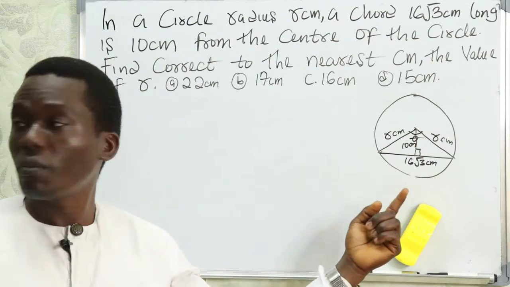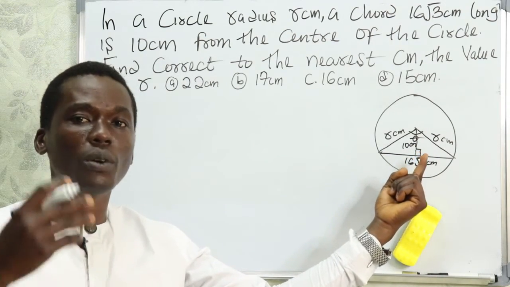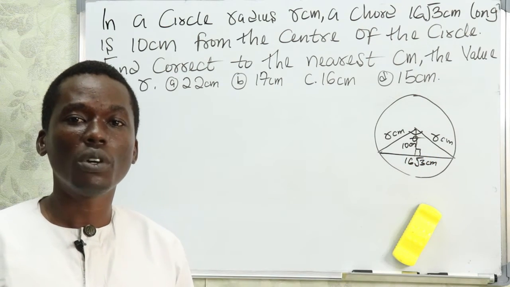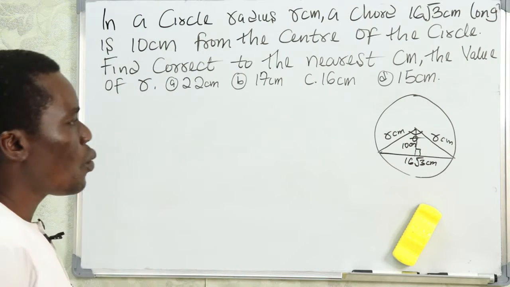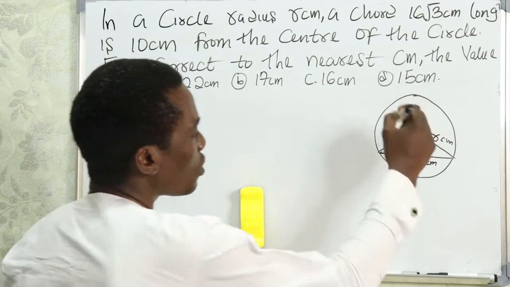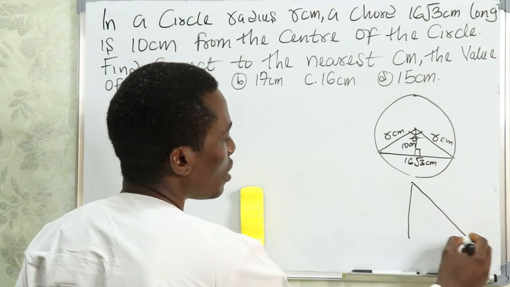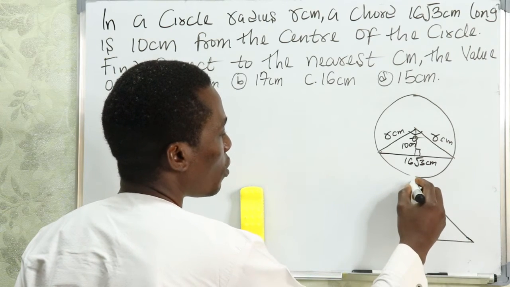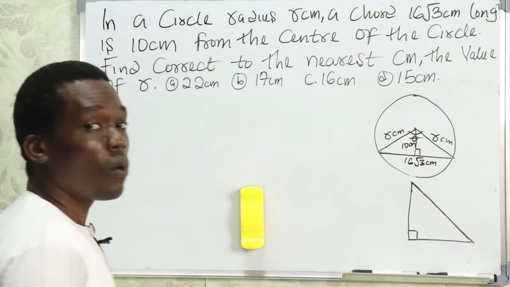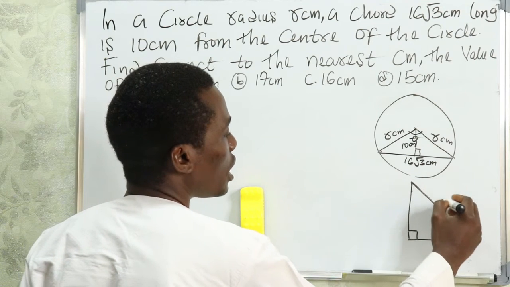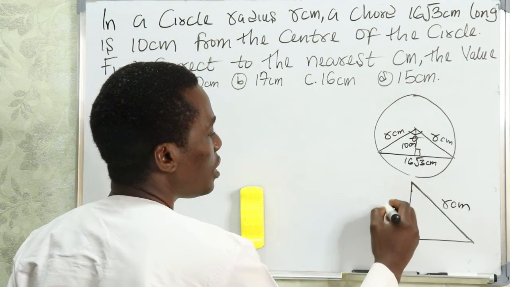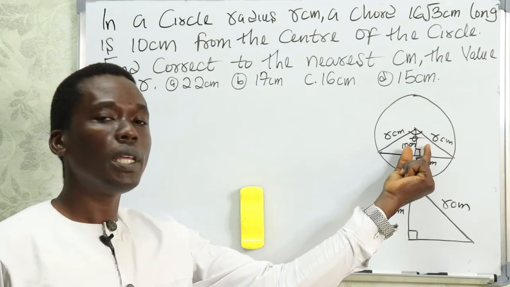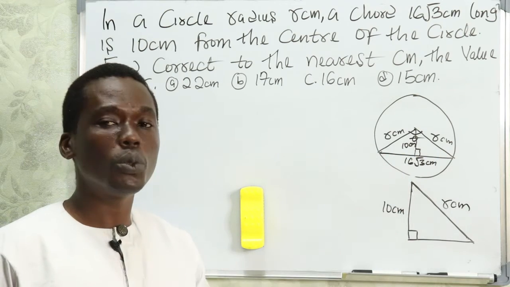Now imagine this. The line from the center divides the chord into two equal parts, so we are looking at half of the circle. If we bring out the half of this, it will form a right angle triangle, in which here is r centimeter, and this side is 10 centimeter. Now remember, this is a perpendicular line dividing this chord into two equal parts.